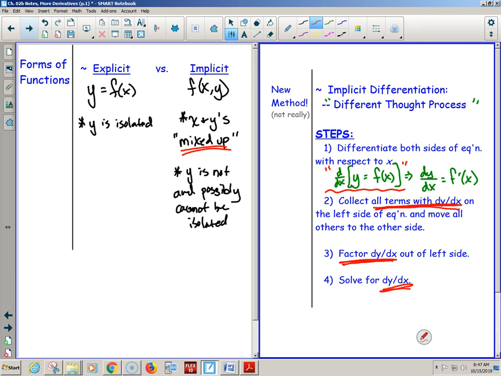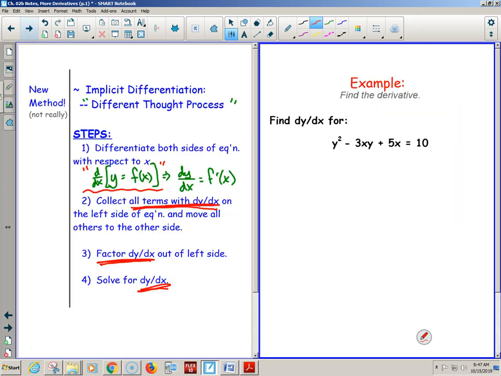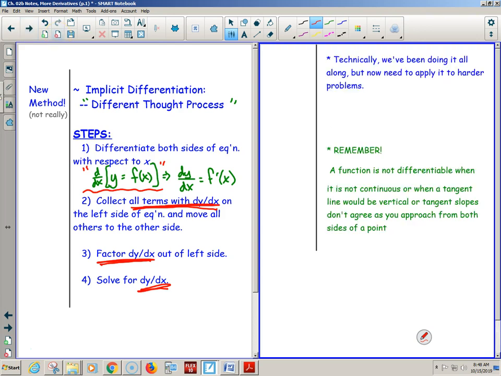Now, that sounds so nice and neat and simple, and it worked a second ago. The problem is, I may as well tell you now, there are going to be harder problems. This is just a quick reminder that technically we've been doing it all along.